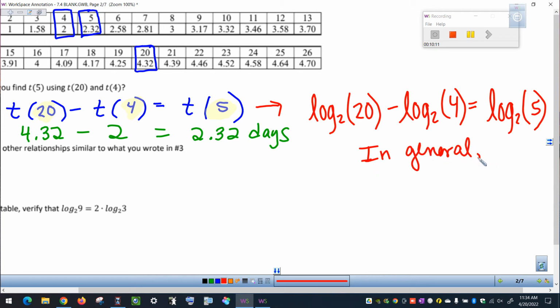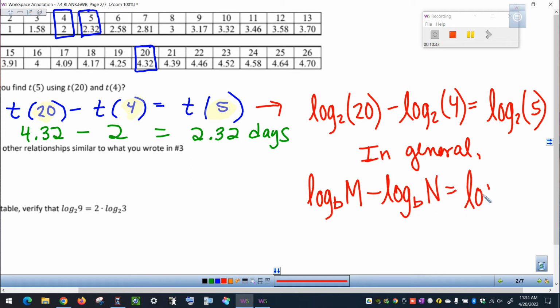All right, now we had a base of 2, but it could have been any base. We had the values 20 and 4 and 5, but they could have been other values. And so to generalize this, we can say here that log base b of m minus log base b of n is equal to log base b of m divided by n. And I'm going to use the fraction division symbol here. Every fraction really means the numerator is being divided by the denominator.